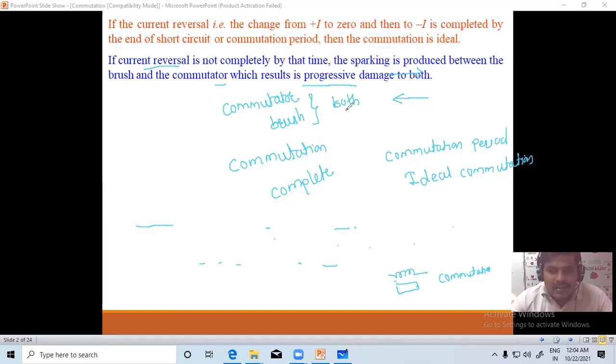Okay, बघा ही जी काय प्रोसेस आहे, that means the commutation process, if it cannot be completed within the specific time, that is within the commutation period, then there will be sparking. And in that situation, when the sparking happens, the brushes as well as the commutator segment will get damaged. Okay, so the remaining part, that is how the actual reversal of current happens, we will see in the next lecture.